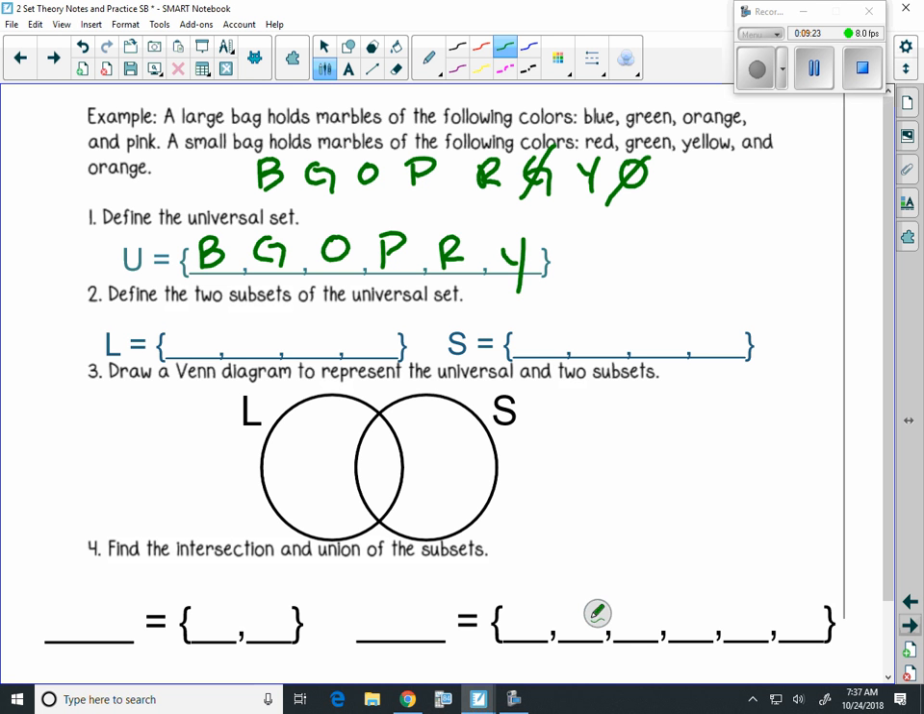All right, now if we want to define a subset, by definition, a subset is in the universal set. In this case, we have two subsets because we were given two types of information. In the large bag, we had blue, green, orange, and pink. So those letters go in the large subset. And then the small bag, or small subset, had red, green, yellow, and orange. So we put those in the small. So here we have two subsets of that universal set.